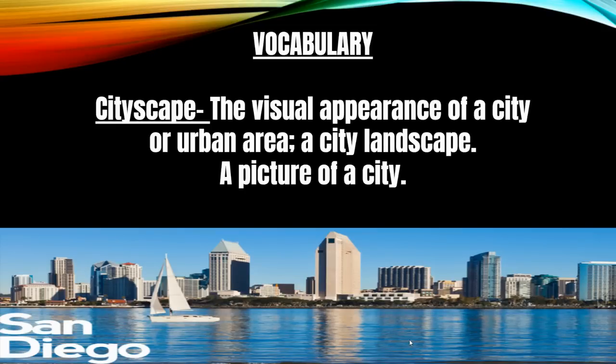Our first vocabulary word today is cityscape, the visual appearance of a city or urban area, a city landscape, a picture of a city. The words visual appearance mean what it looks like, and the word urban often means city.